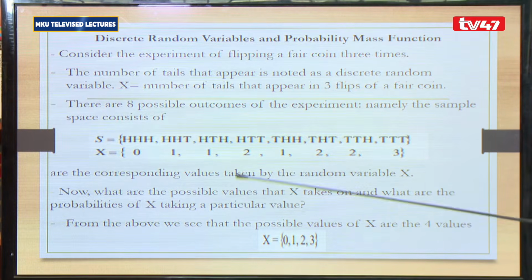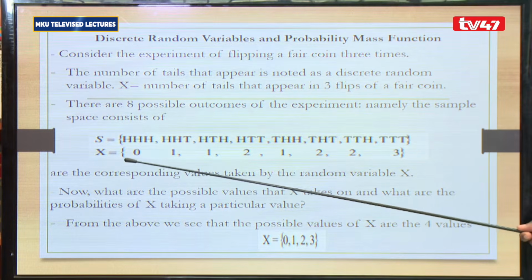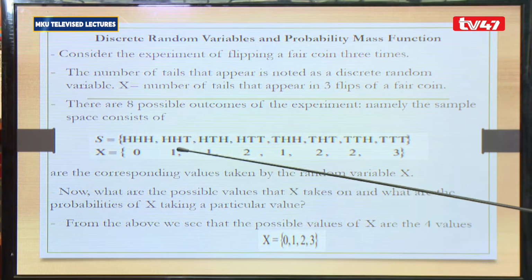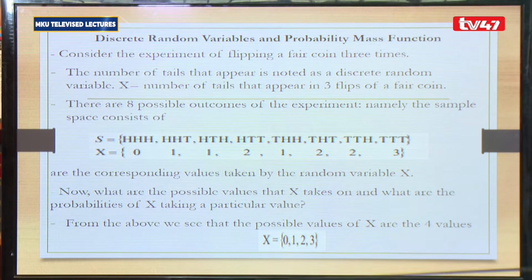And the corresponding values taken by the random variable x then are 0 when you have no tail, 1 when you have a single tail, in which case we have 3 possible options. Then the other case where you only have 2 tails, which we have this case, and this case, and this case. And if you tally, then you get 8. So that each of these outcomes can be considered out of the total number of outcomes you get.